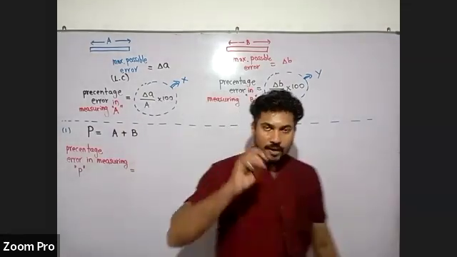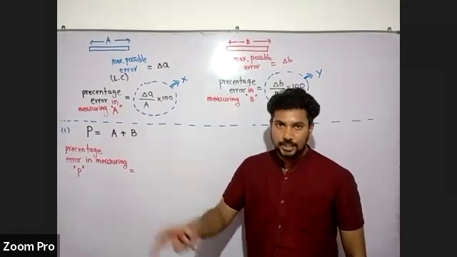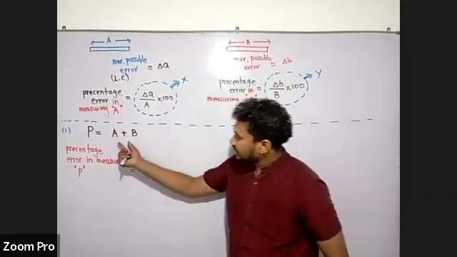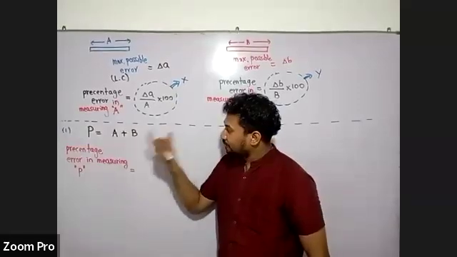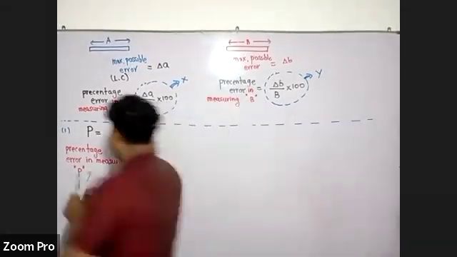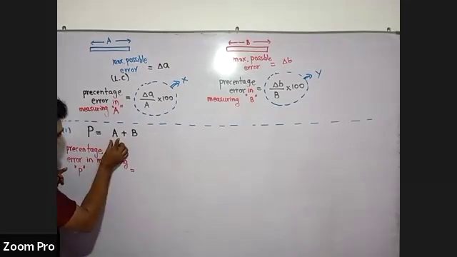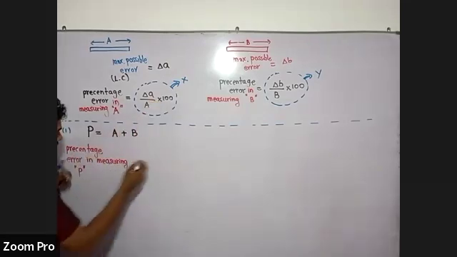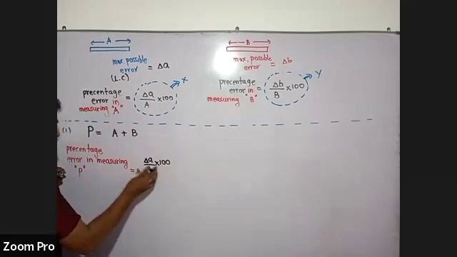As I mentioned earlier, when considering errors, they always add to each other, right? So now you know that P is obtained by adding A plus B. If you ask for the percentage error in measuring P, it can be expressed as follows. What is the percentage error which can happen when measuring A? It is delta A over capital A into 100. This is the percentage error which happens when measuring A.